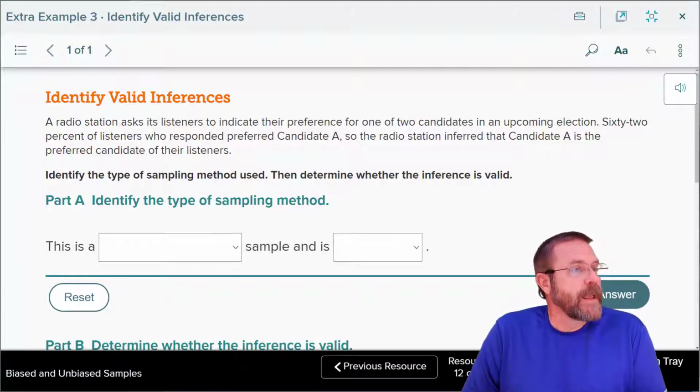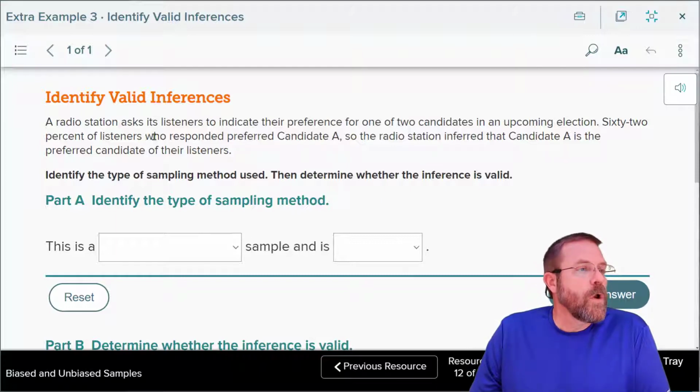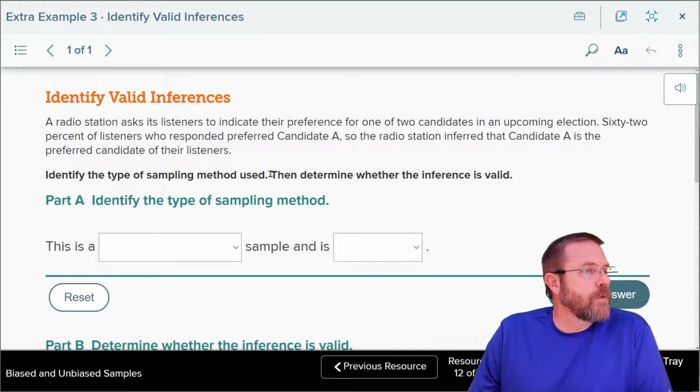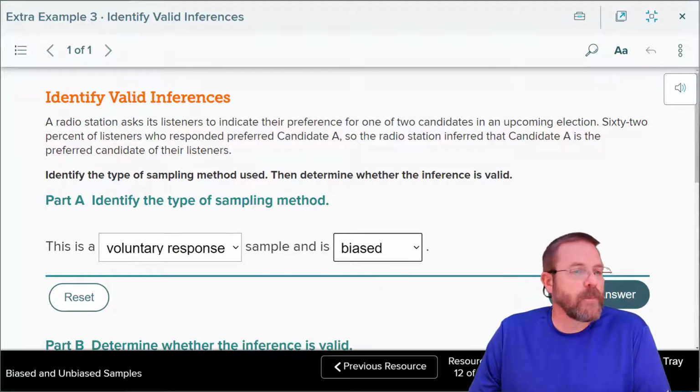A radio station asks its listeners to indicate their preference on one of 2 candidates in an upcoming election. 62% of the listeners who responded preferred candidate A, so the radio station inferred that candidate A is the preferred candidate to their listeners. Well, here's the big question: who responded? That means it was a voluntary response question, and since it's a voluntary response question, it is going to be biased. So this is going to be a voluntary response question. So that's going to be biased.